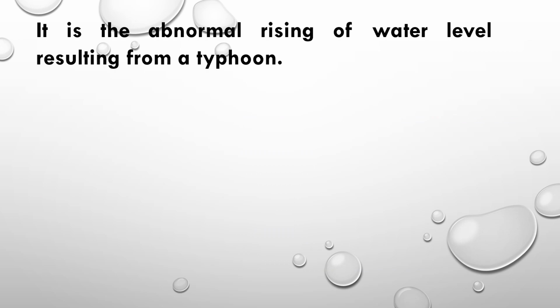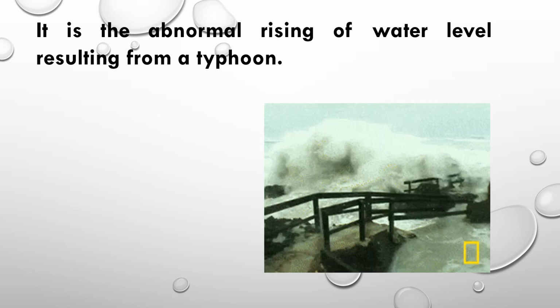It is the abnormal rising of water level resulting from a typhoon. A. High tide. B. Storm surge. C. Tornado. D. Tsunami. The answer is storm surge.